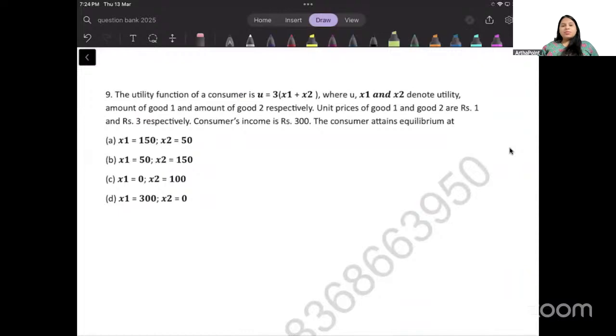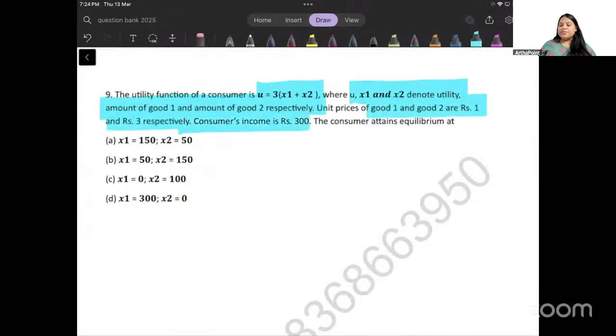Next question, beta. Try to do this one. The utility function of a consumer is given by this, where x1 and x2 denote the amount of good 1 and good 2 respectively. Unit price of good 1 and good 2 are 1 and 3. Consumer income is 300. Consumer attains equilibrium at.